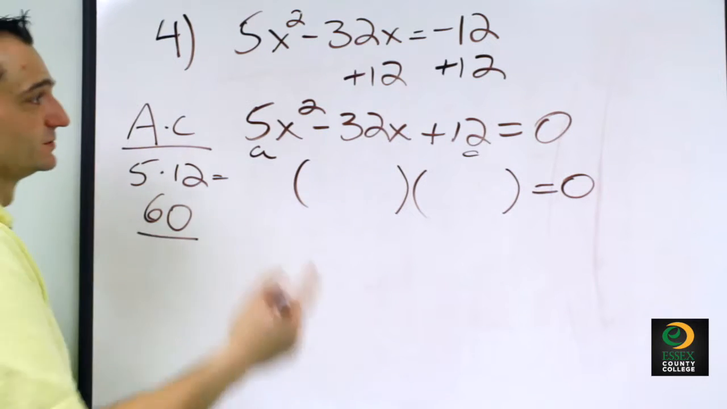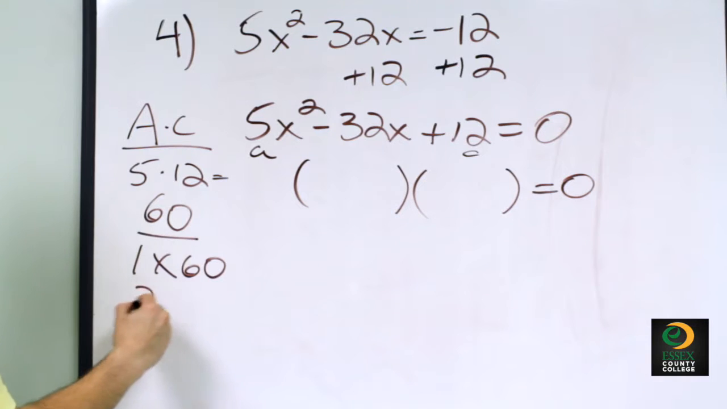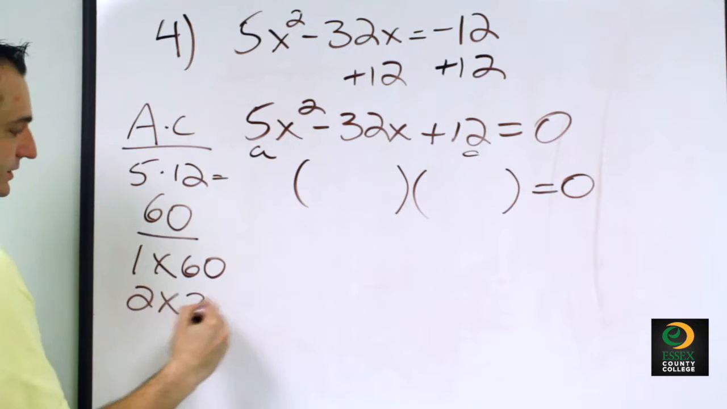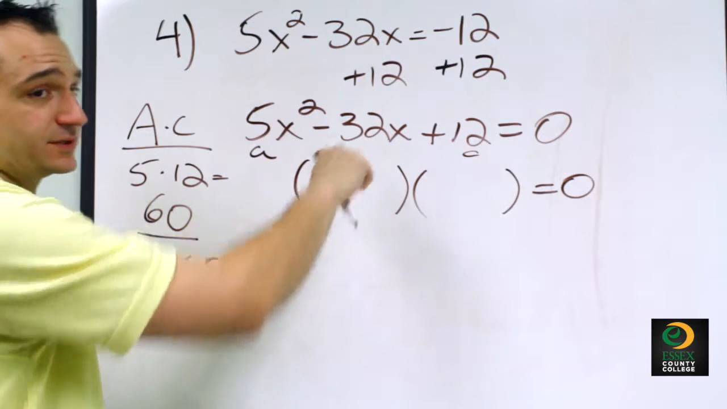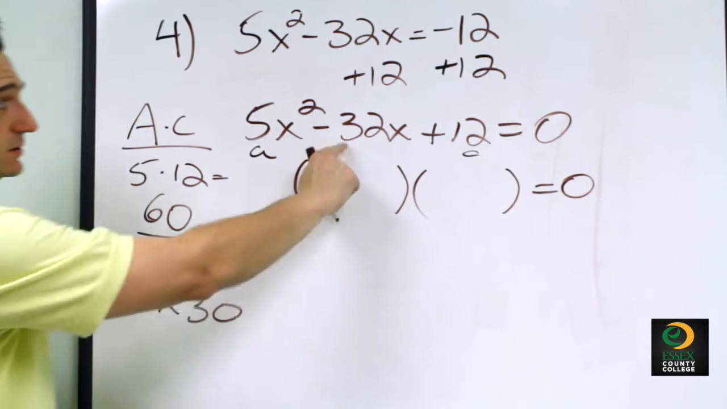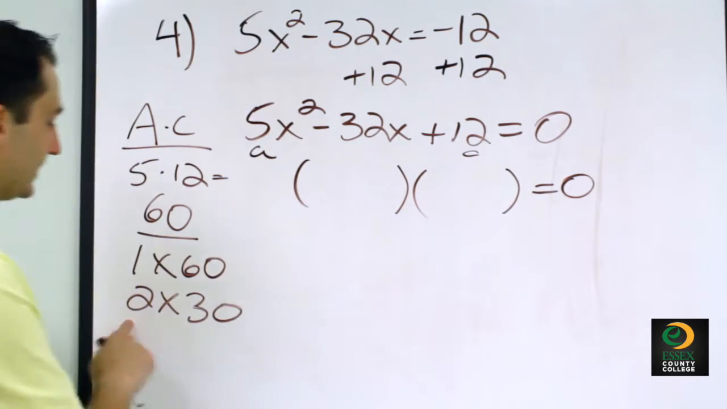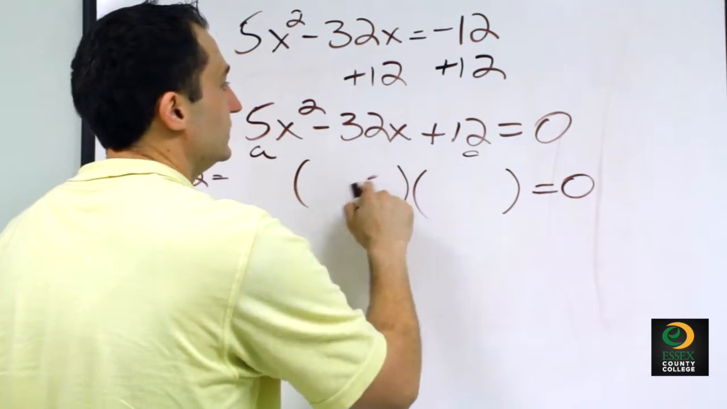So what are our factors of 60? We can do 1 times 60, 2 times 30. 1 times 60 is 60. 60 minus 1 doesn't give us our 32. However, 2 plus 30 gives us our 32. So the factors we're going to use are 2 and 30.